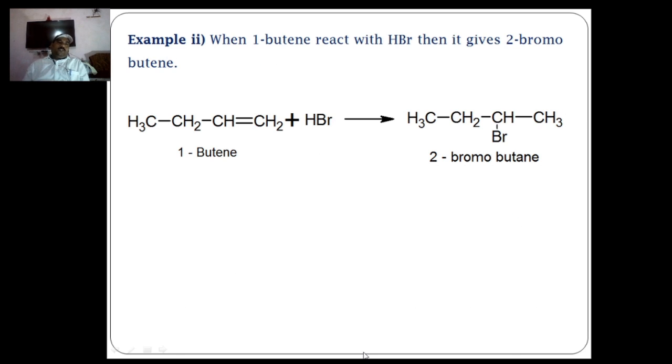Now one more example related to the Markovnikov addition rule. When 1-butene reacts with HBr, it gives 2-bromobutane. Again here Br gets attached to CH. Why? Because it carries less number of hydrogen atoms compared to CH2. So Br gets attached to this carbon, and in this way it gives 2-bromobutane.